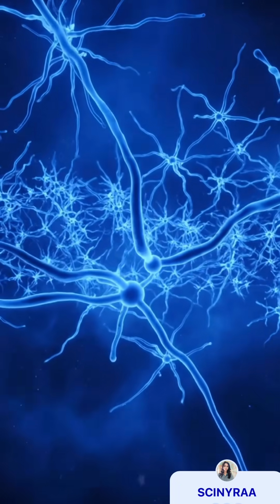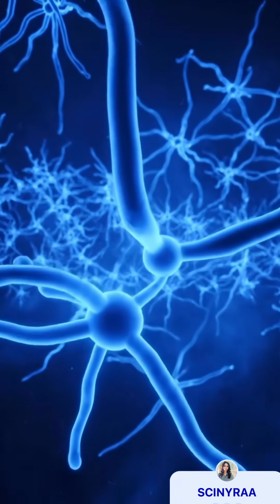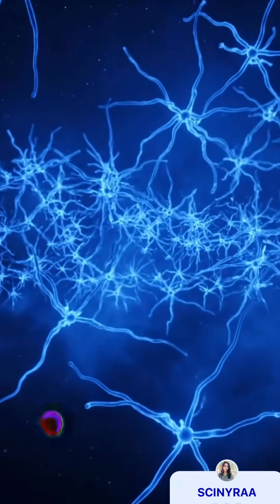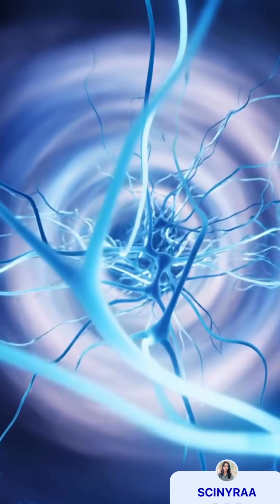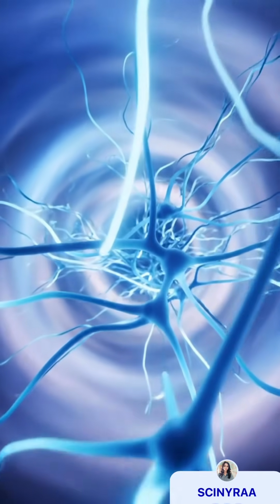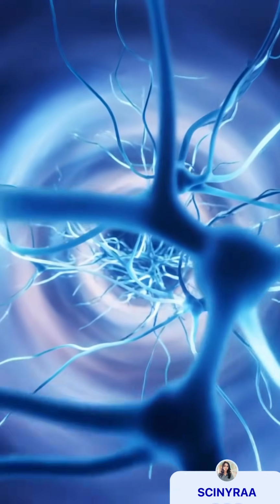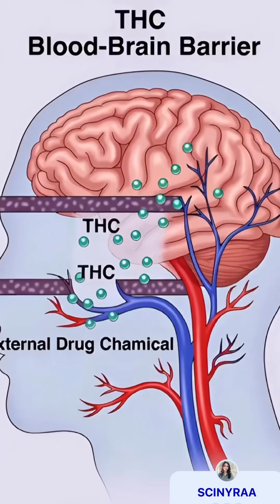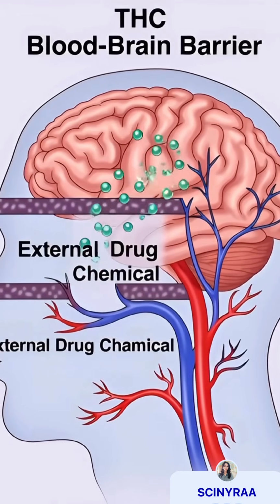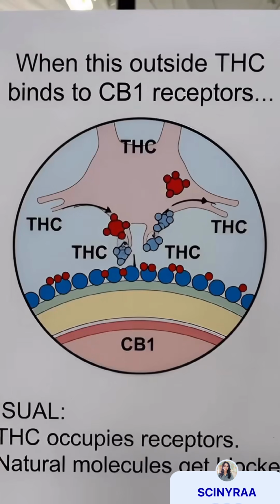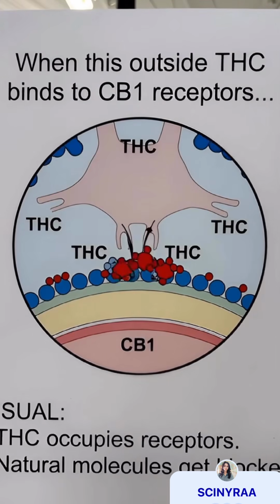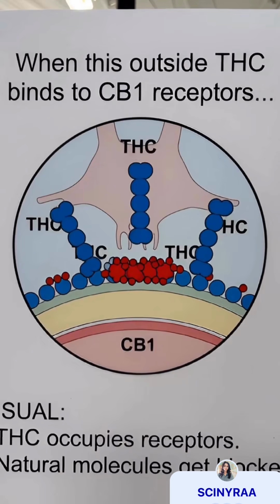Now, under normal conditions, the brain's own endocannabinoids bind to CB1 receptors and help maintain balanced communication between neurons. Neurons are the communication cells of the brain. They constantly send messages to one another, allowing us to think, remember, learn, feel emotions, and make decisions. But as I mentioned earlier, THC is an external chemical coming from cannabis. When this outside molecule binds to CB1 receptors, it disturbs the brain's normal signaling system.